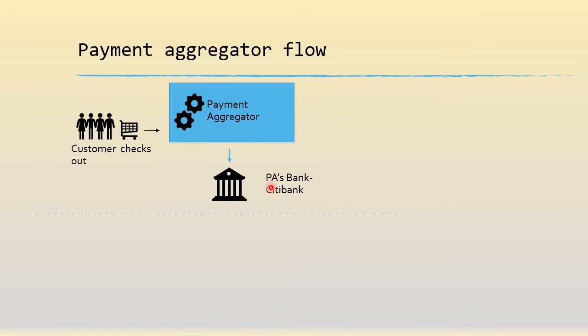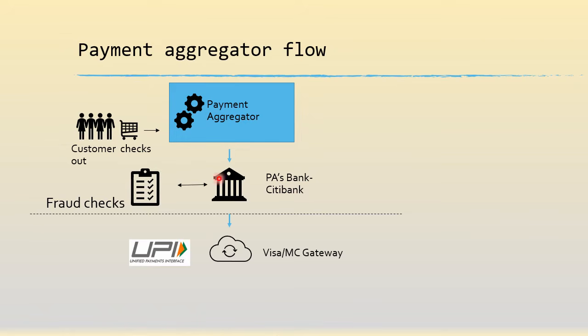A payment aggregator always ties up with a bank. So in this example, let's assume that the payment aggregator's bank is Citibank. The request is forwarded at this stage. The fraud checks are done to ensure that this is not a malicious attempt and is a genuine request of making a payment. Next up, depending on the mode chosen, the payment aggregator's bank forwards the request.